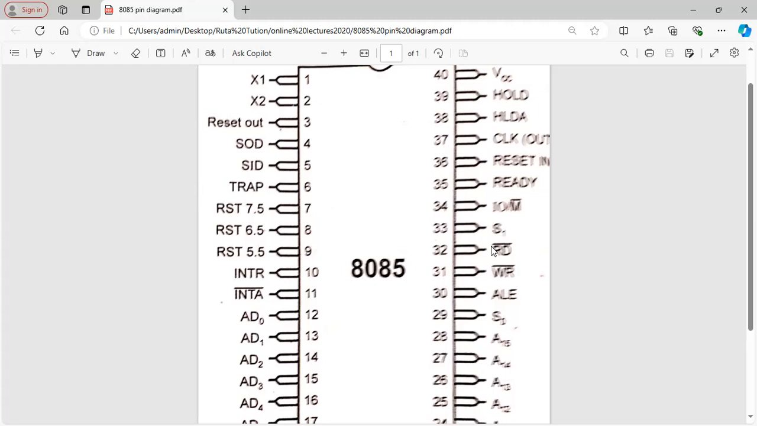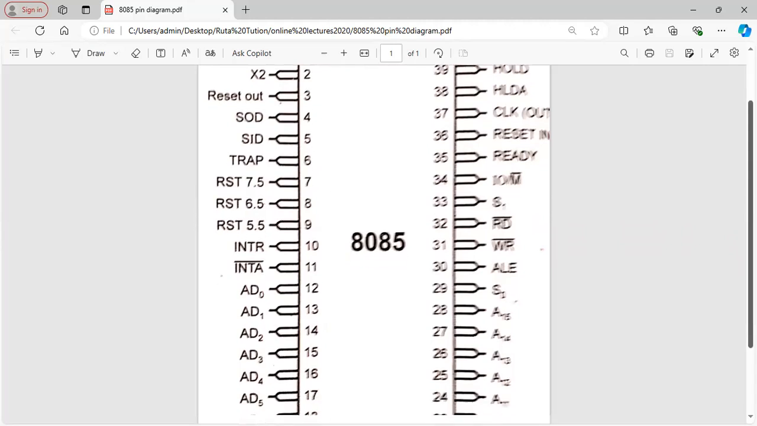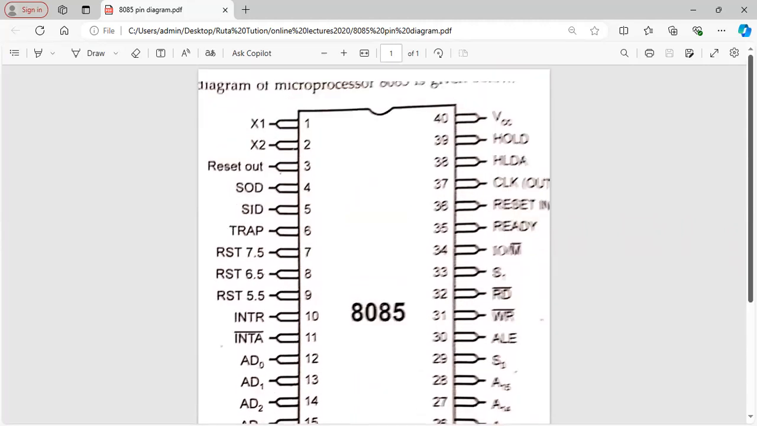ALE, address latch enable. This is the output pin. When this pin is high, it selects address on the AD0 to AD7. And when it is low, it selects D0 to D7. So that is nothing but your ALE signal. It is never tri-stated. So this is the explanation as well as the pin diagram.